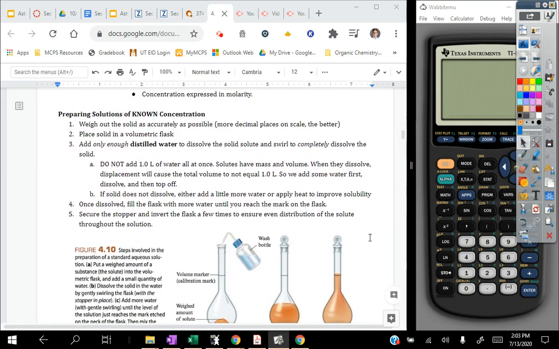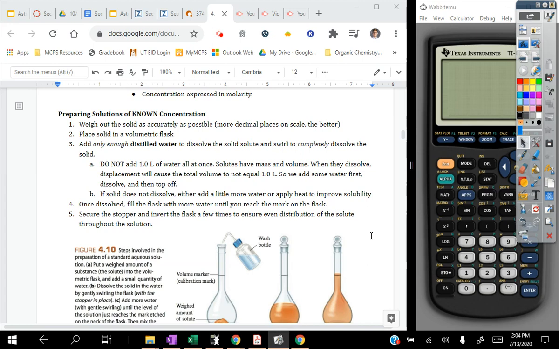There's a process to preparing solutions that we need to use when we do our labs. First, to prepare a solution of known concentration, you will need a scale, the more accurate the better, and a volumetric flask, and some distilled water. You also would likely need a weigh boat to hold your solid chemical. Weigh out the solid as accurately as possible. As I said, more decimal places on the scale, the better, because this helps us with our significant figures and making sure we are as accurate as possible.